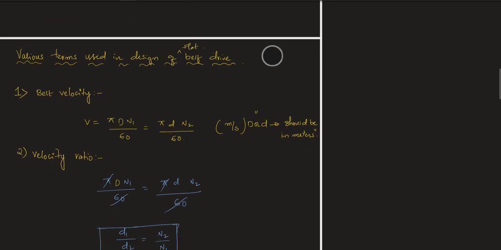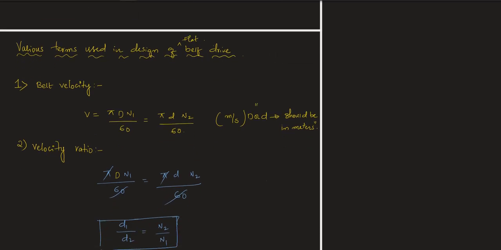These formulas are very important when you are doing calculations. The first one is the belt velocity. The linear belt velocity can be calculated by the formula pi D N1 by 60 and pi small d N2 by 60, where capital D is the diameter of the driver pulley and small d is the diameter of the driven pulley.